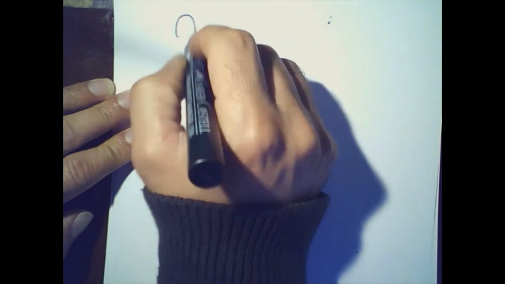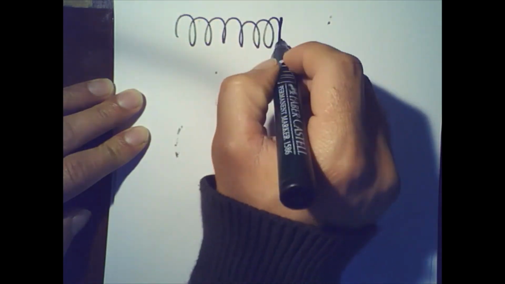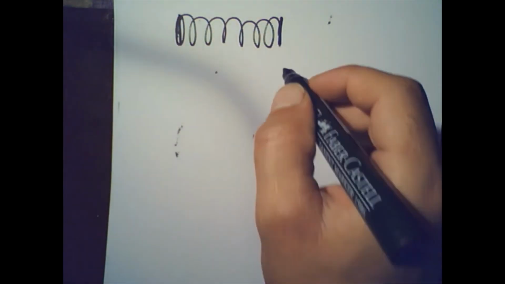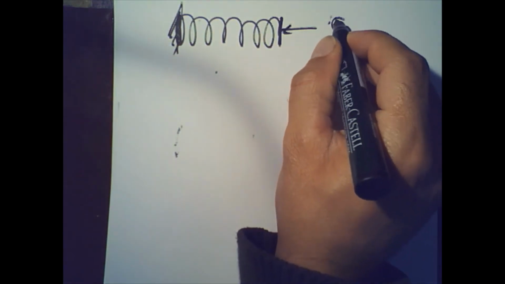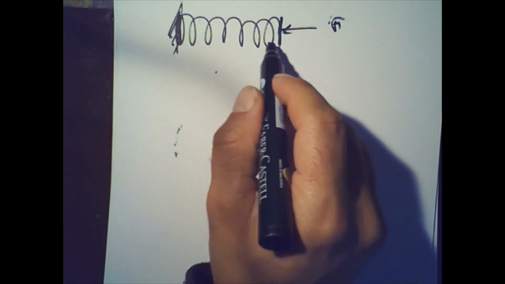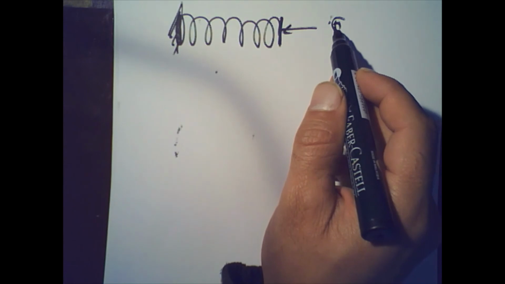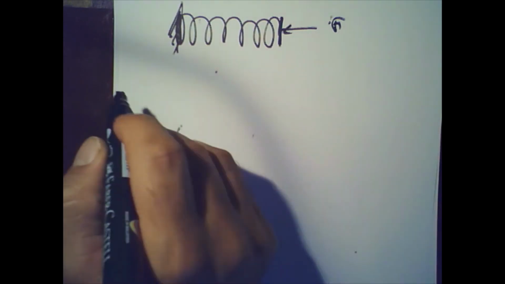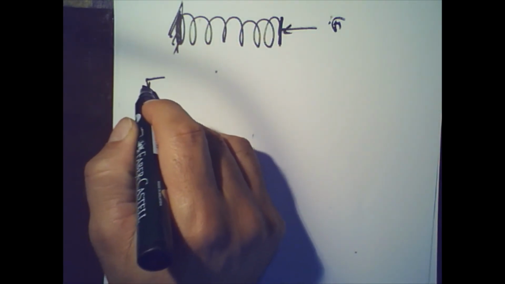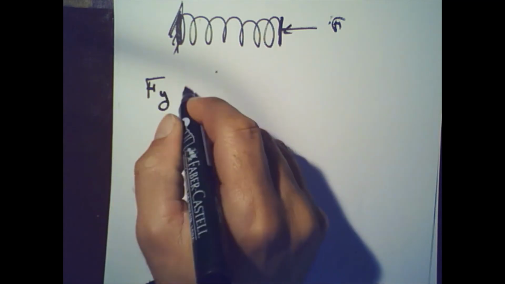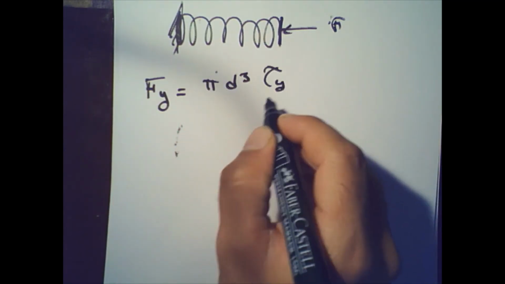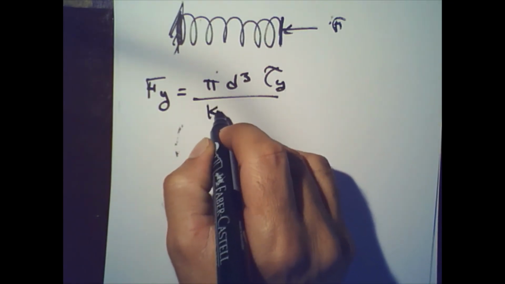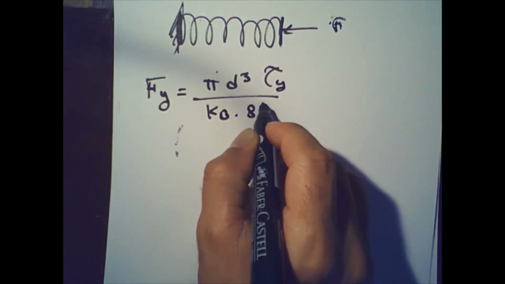By that, this is a spring, right? And then we have one end here, and then one end is like that. And let's say this is fixed. We would like to find the deflection before that spring yielded. So we have already calculated Fy, right? We said that Fy was equal to pi d cubed times the y divided by kb times 8 times d.